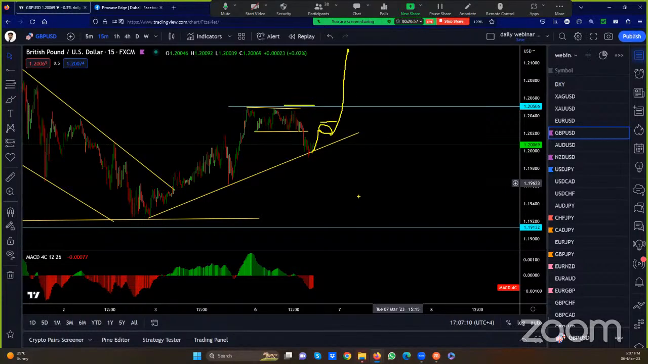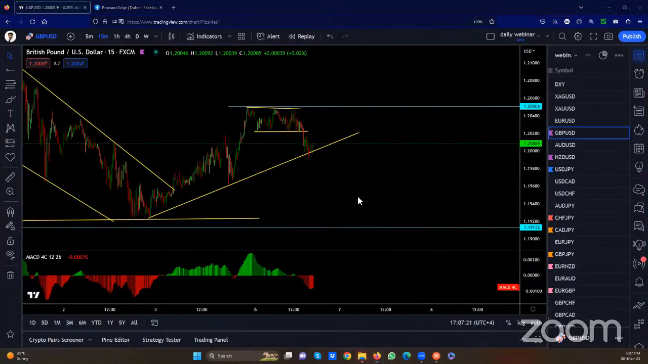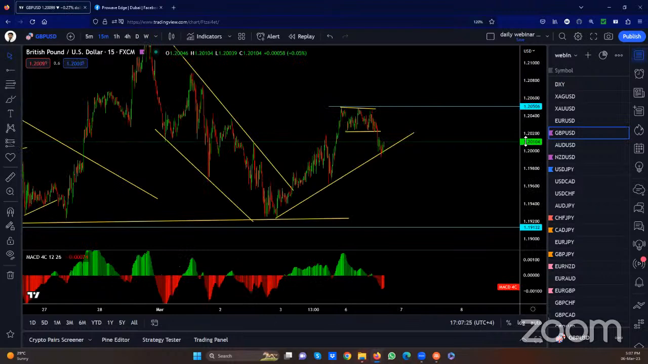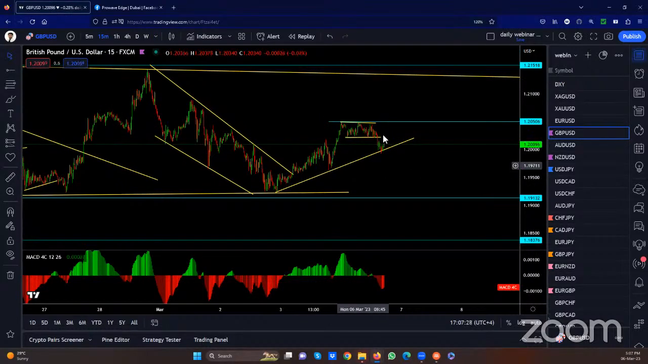Like we did in the CAD yen. That's a good example of what I'm trying to show you. That's what we did in the CAD yen. We'll do the same thing here. If we don't, you should have your entry order here for that trade. The entry is here. The stop is here. We're going for this one.